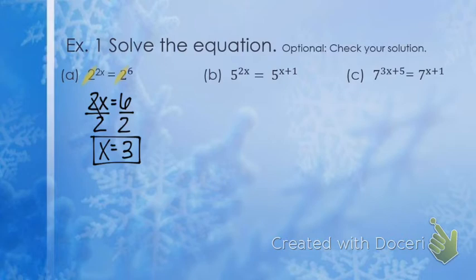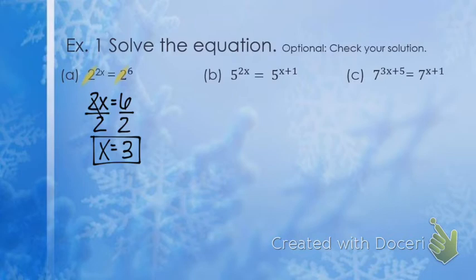If I plug 3 back up into that first exponent, what is 2 times 3? 6. Everybody, what's 2 times 3? 6. So, is 2 to the 6th power equal to 2 to the 6th power? Yes. So we know we have the right answer because it checks out.